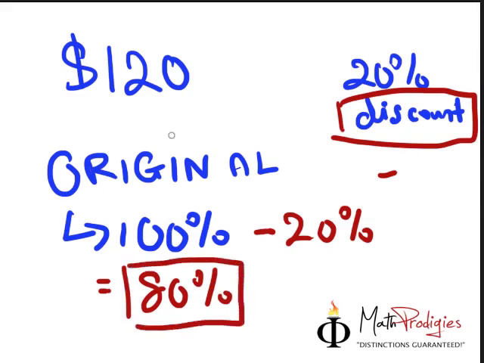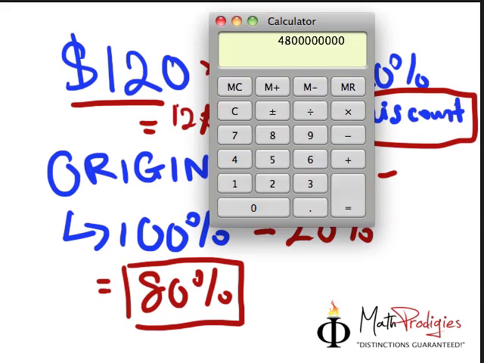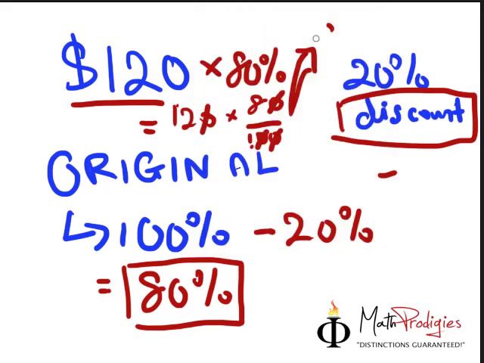But what is the number? The number is $120 times 80%, which also is the same as 120 times 80 over 100. So you cancel the 0 here, cancel the 0 here. Be careful here. 12 times 8 divided by 1 gives me 12 times 8, which actually gives me 96. Am I correct? 12 times 8, 96, correct. So that means the price after discount is $96, okay.